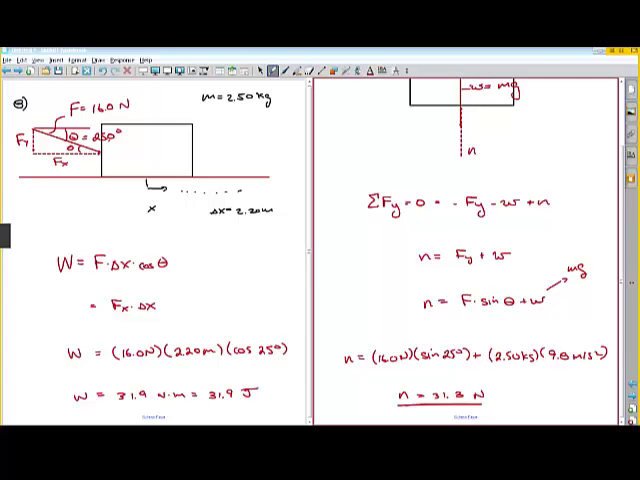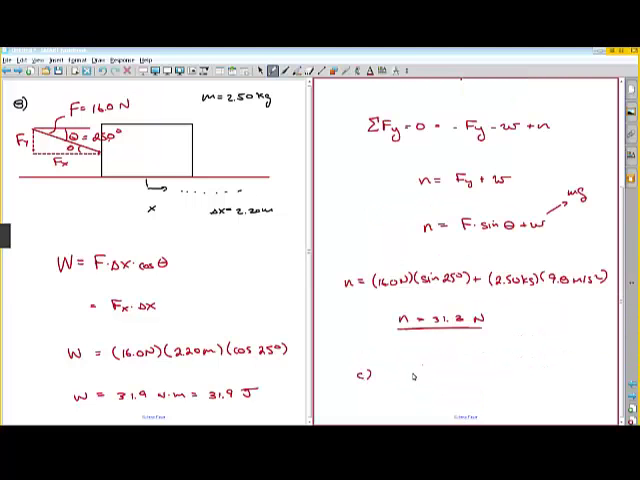That's holding up the weight as well as some of this force that's pushing on it. Force of gravity. Well, force due to gravity is just the weight, so part C is just weight. And so that's 2.50 kilograms times 9.8 meters per second squared. So you multiply 9.8 times 2.5 and you get 24.5 newtons. So that's the force of gravity.